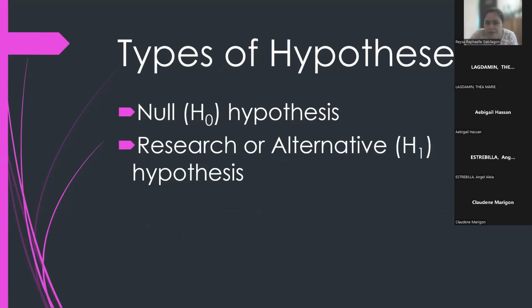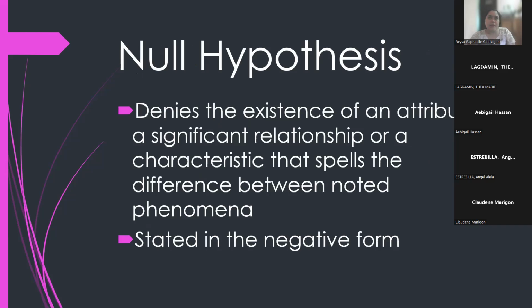Now, we have two types of hypothesis. We have the null or the H0 and the research or alternative hypothesis, we call that H1. But for the institutional format, we are only using the null hypothesis. Okay? Actually, the difference between the two is just the form of the statement. Kasi si null hypothesis is stated in the negative form. Like we are denying the existence of the difference or relationship between variables.